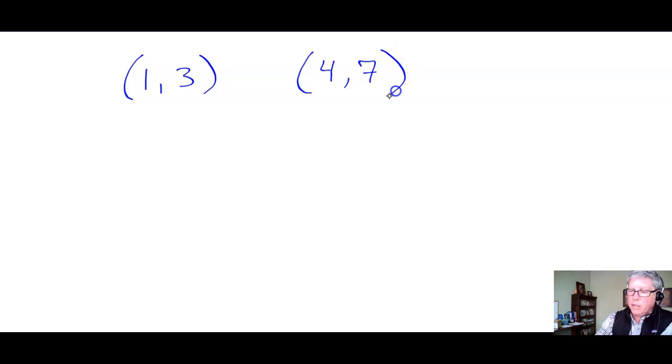Let's do this one. This is your ticket that says that you did this. I would like you to find the length between 1, 3, and 4, 7. Okay, find the distance. Give it a shot.